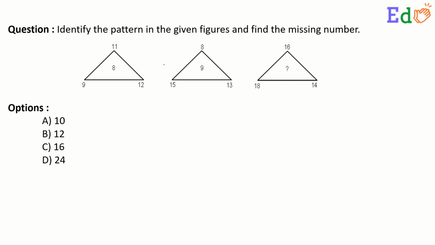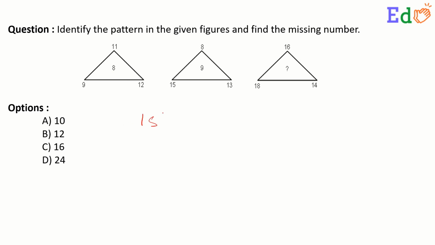In this particular question, 3 triangles are given and numbers written at top and also at the center. Now these numbers bear a relationship, the same relationship in the 3 triangles. First triangle, let us see.